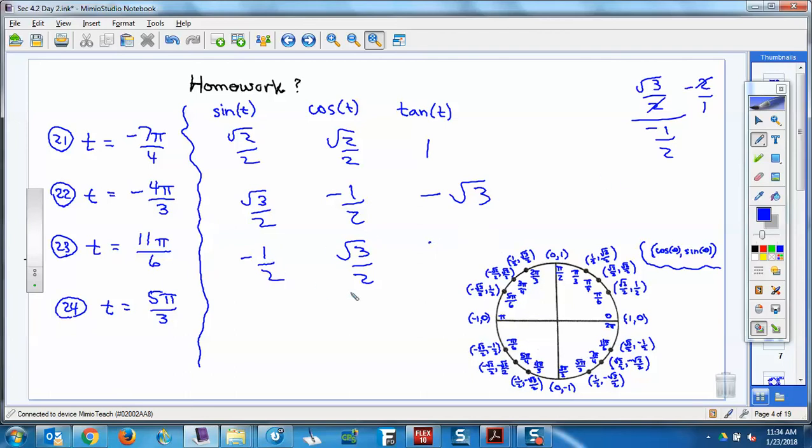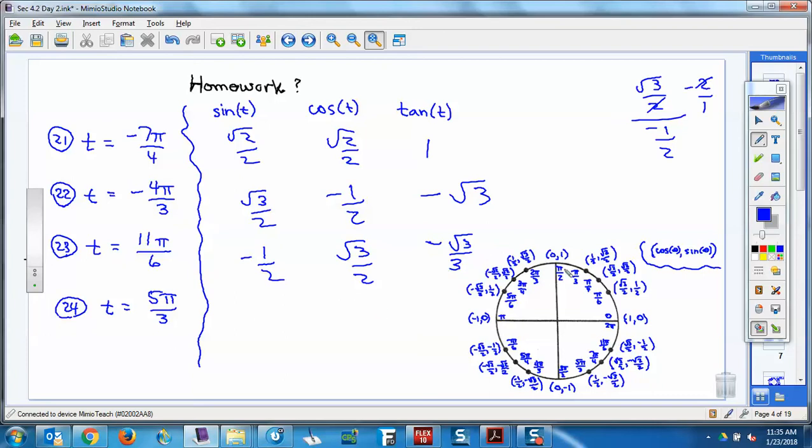The 2's will cancel. It's going to be negative 1 over root 3. But what is that? That's going to be negative root 3 over 3, right? Because of the algebra we did earlier. So it's going to be negative 1 over root 3, which would be negative root 3 over 3.